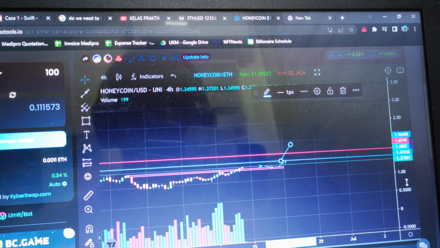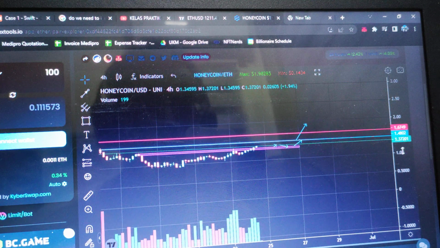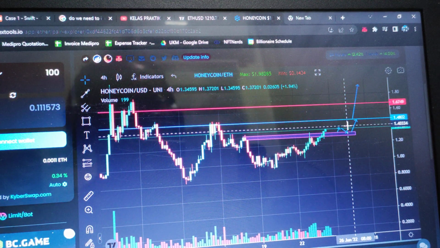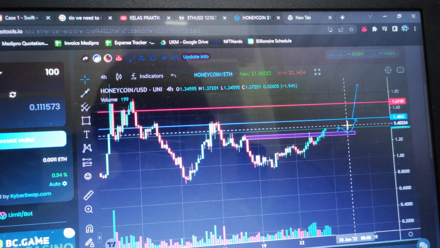So for those of y'all who have staked Honeycoin, you guys can slowly exit, not sell everything. Slowly you guys can exit for the moment.